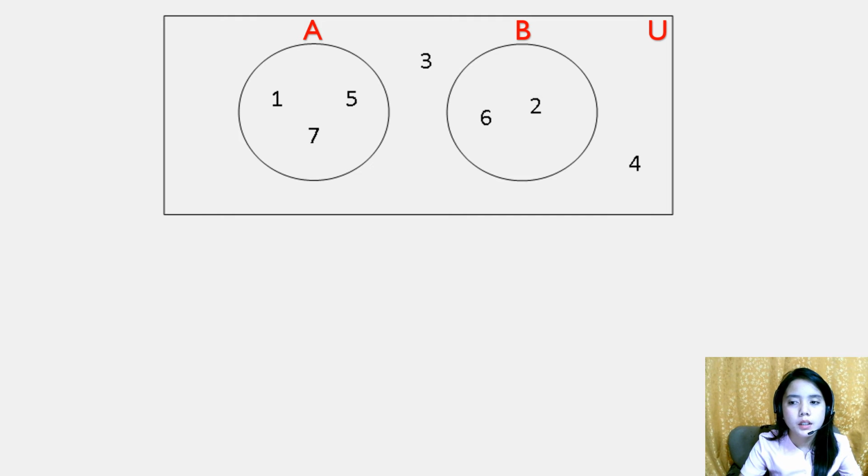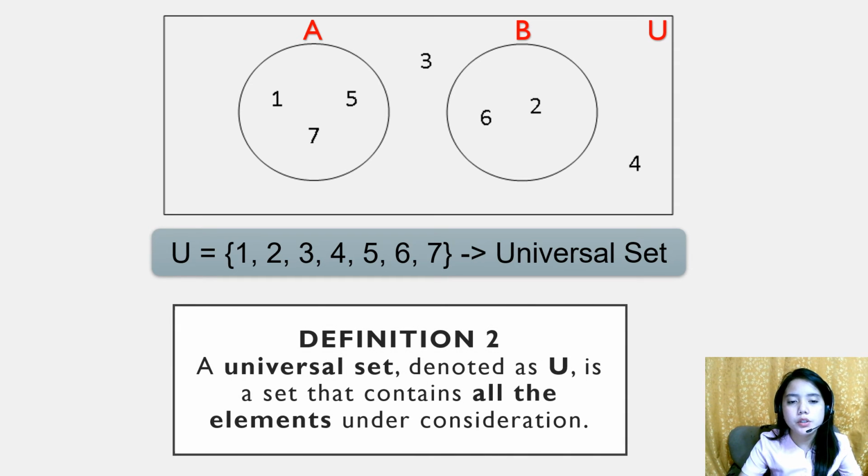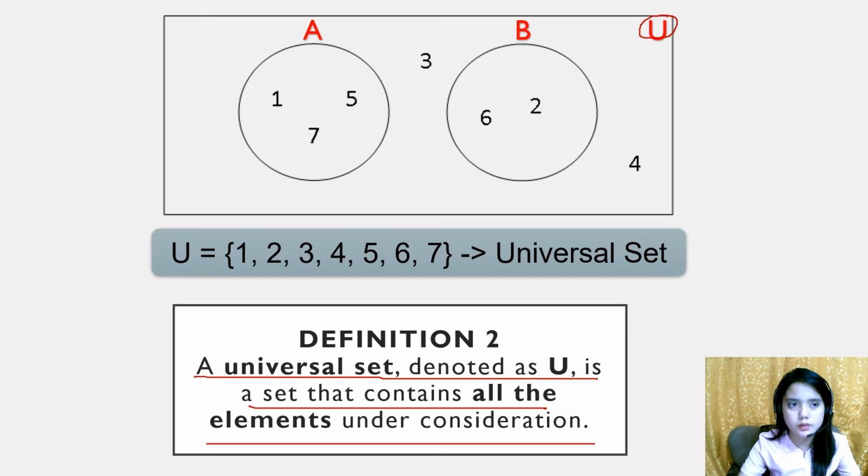Okay, let's proceed. Okay, again, U denotes the universal set, katong mga numbers nga nasa sulod sa box. Okay, definition 2, everybody read with me. A universal set, denoted as U, is a set that contains all the elements under consideration. So, unsa to kung giingon kaganina, when we say universal set, mao na siya ang mga elements nga naa sa sulod. Okay, tanang elements nga naa sa sulod sa box.